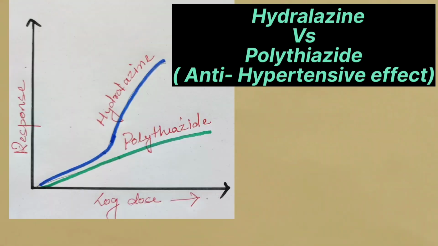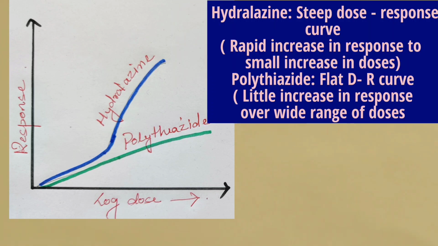The next graph shows the effects of hydralazine and polythiazide. Hydralazine has a steep dose response curve compared to polythiazide that has a flat dose response curve of antihypertensive effect. The steep slope suggests that a moderate increase in the dose will markedly increase the response, whereas a flat curve shows little increase in response occurs over a wide range of doses.